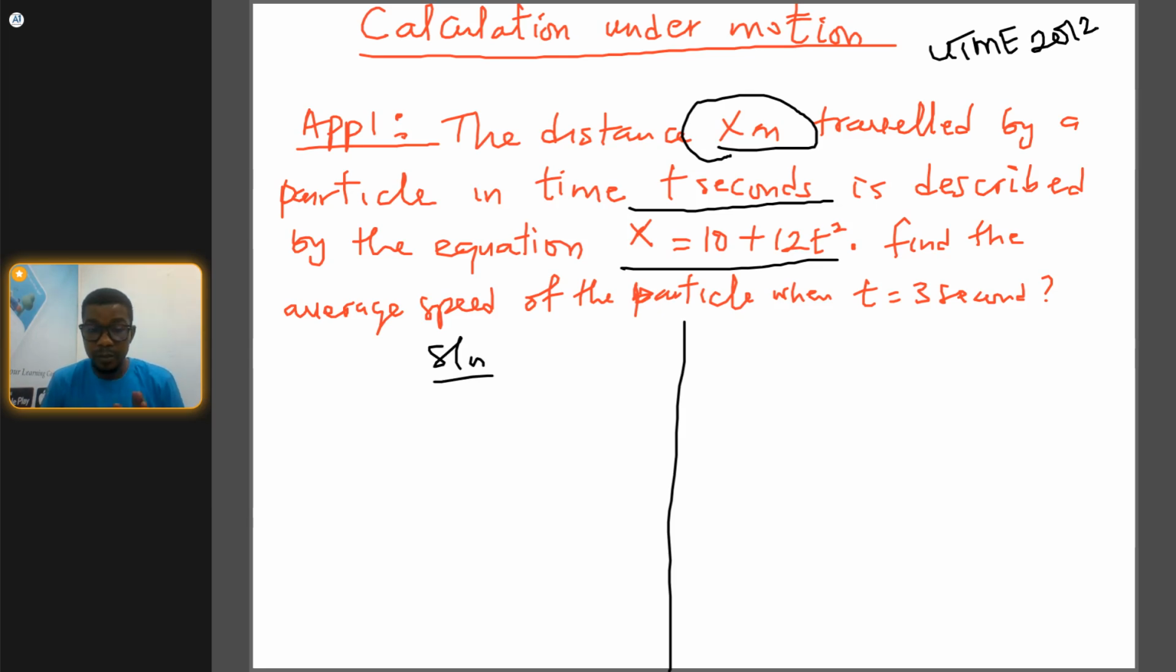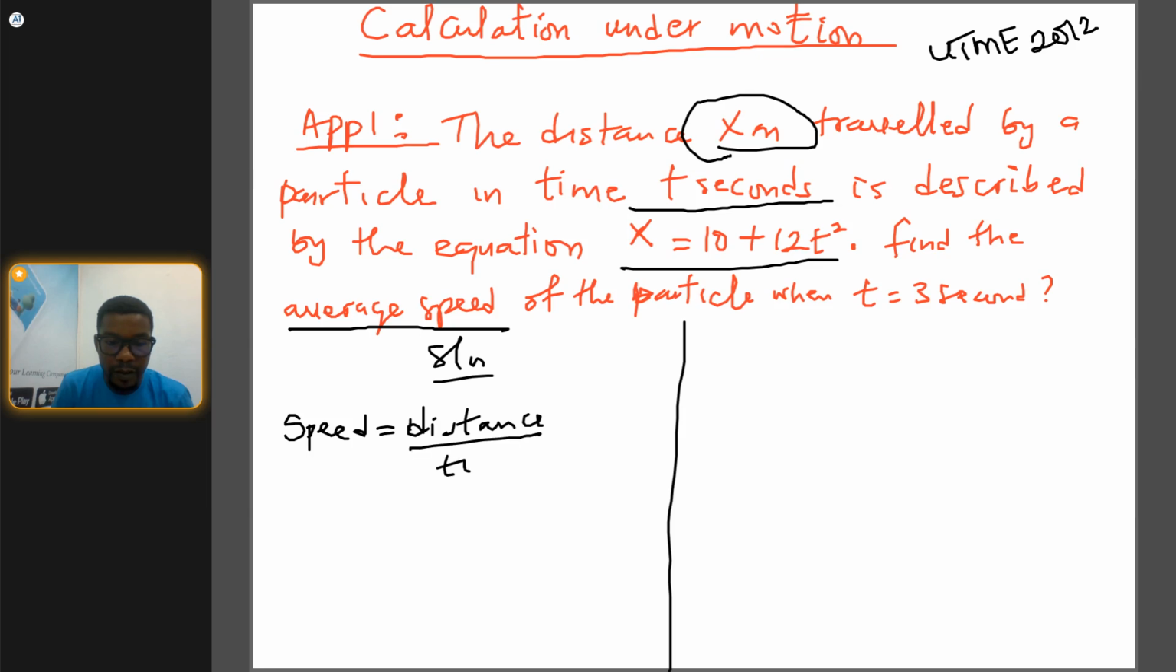All right, now let's break down the question so we can solve it. We are asked to find average speed. For this question, they are still referring to getting your speed. And what is the formula for speed? The formula for speed is given as distance over time taken. Speed equals distance over time taken.